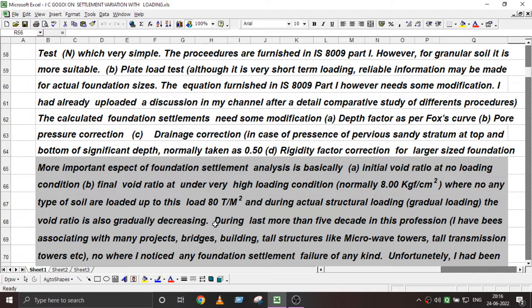During the last more than 5 decades in this profession, I have been associated with many projects: bridges, buildings, tall structures like microwave towers, heavy transmission towers, where nowhere did I notice any foundation settlement failure of any kind.